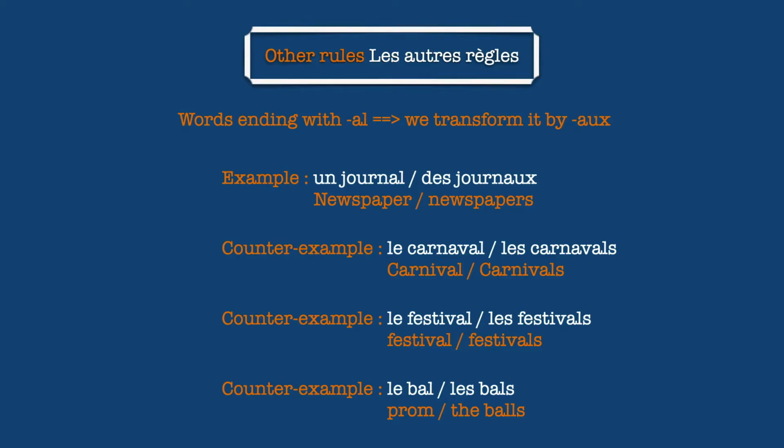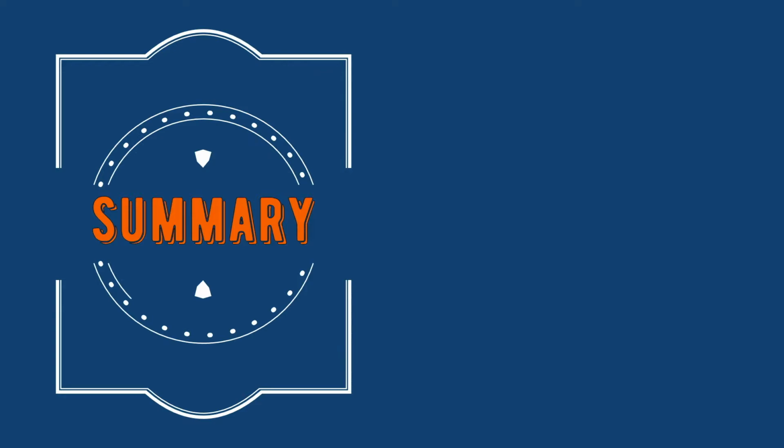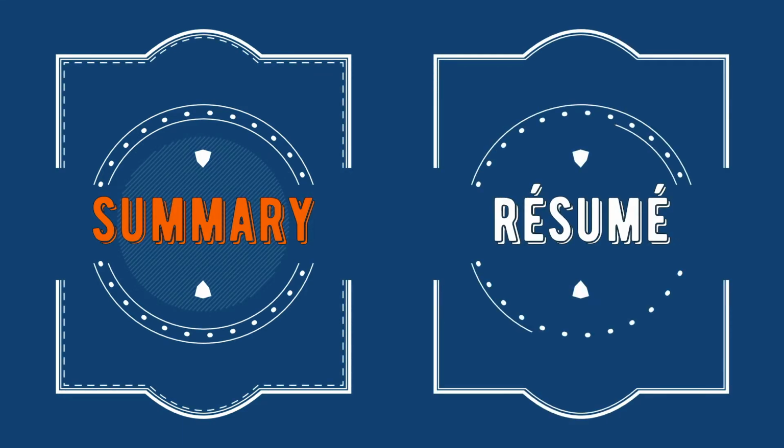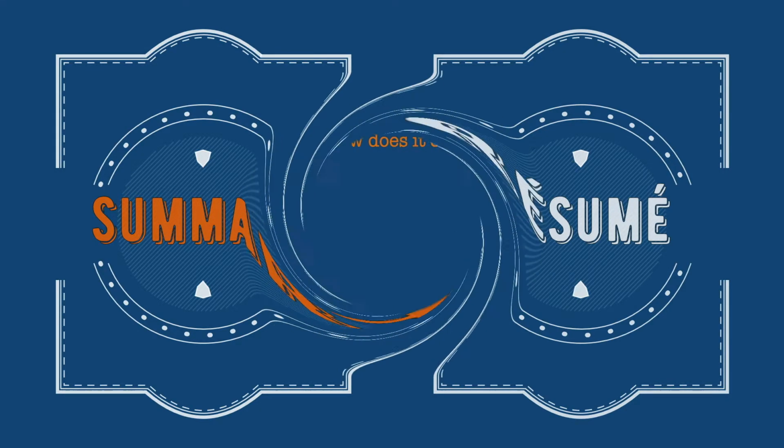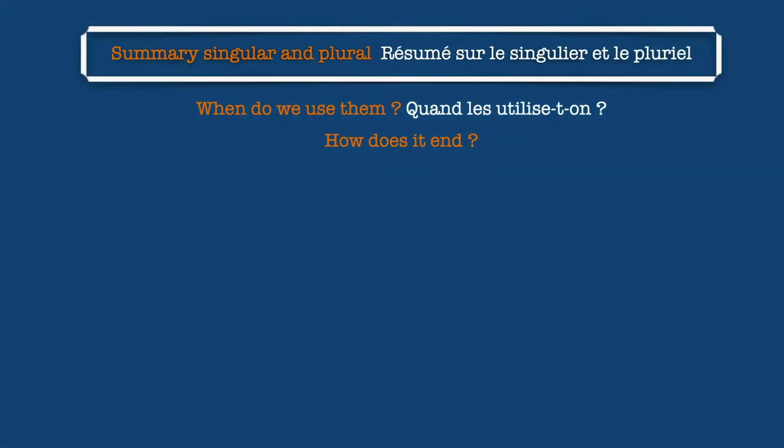I hope I've been clear explaining those four rules about singular and plural. But if it's not the case, I created a summary just for you to see all the rules on your screen. How do you find the plural of a word? Well, as we have seen, it depends on how it ends. First option, the word ends with an S, an X, or a Z. In this case, the word remains the same in plural.